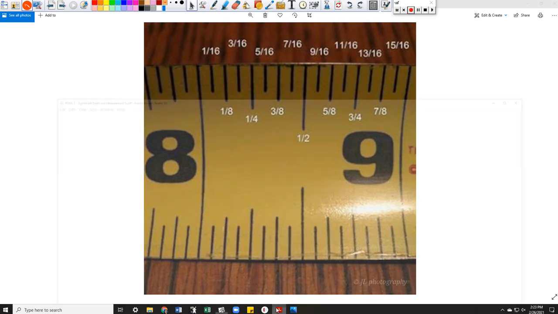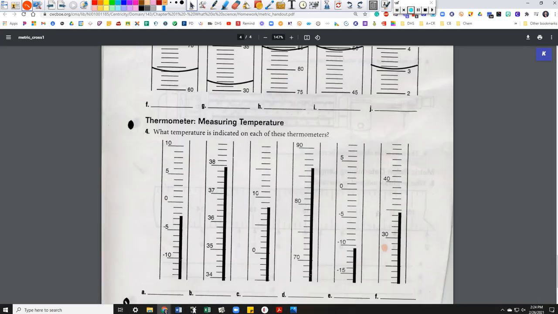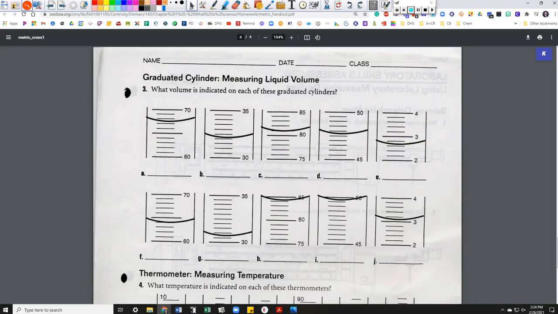All right, so if you guys will get, that's the wrong sheet. Let's try this one. This is the one I want. Okay?